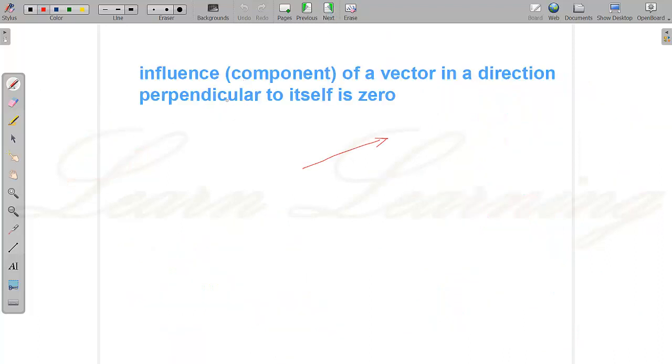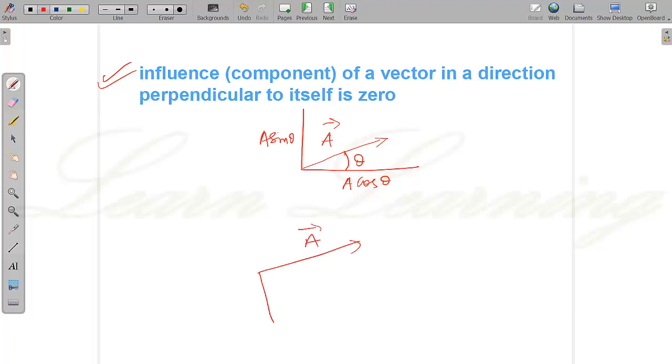Now, what is the influence of the component of a vector in the direction perpendicular to itself? It is 0. This is what I just explained in the previous slide. Let's say there is a vector A and there is an angle theta here. The other direction is perpendicular. The component of this vector along this side is A cos theta and along this side it is A sin theta. If someone asks you the component along 90 degrees, it will be A cos 90 degrees, which equals 0. So there is no component of a vector along the direction perpendicular to itself.